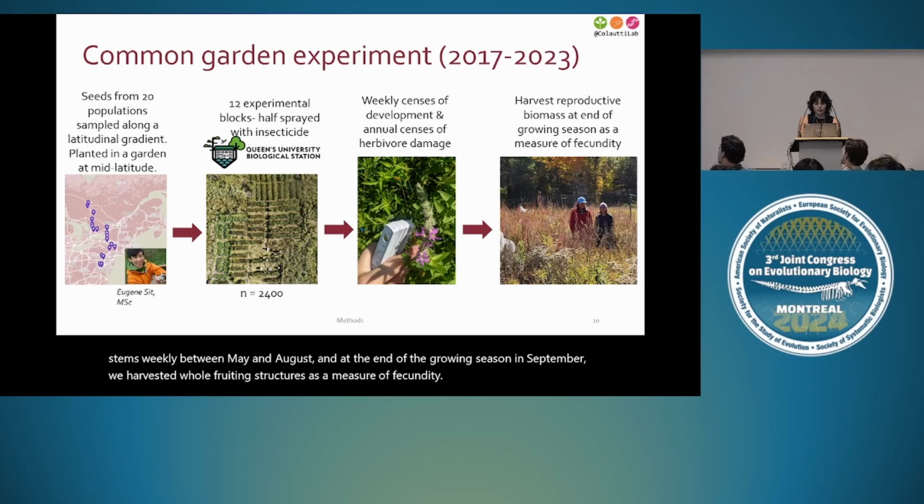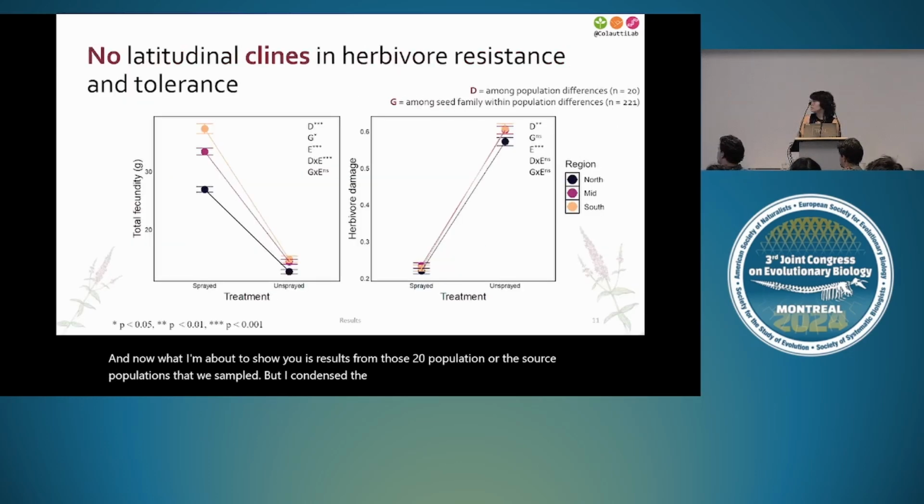And now what I'm about to show you is results from those 20 source populations that we sampled, but I condensed the figures into means between regions because they're a little bit easier to look at that way. All that to say is that we found no evidence that herbivore resistance and tolerance trades off with size, which was confusing at first because, like some of the other plant herbivore talks I've seen over this conference, I had all of these big predictions about trade-offs between chemical and phenological resistance, and then there were no latitudinal clines.